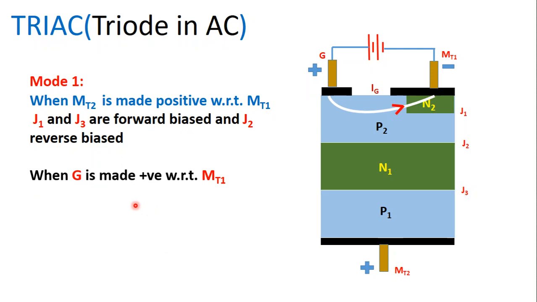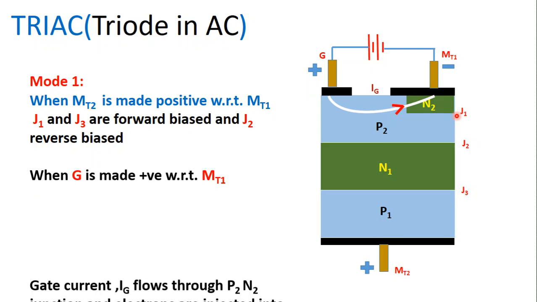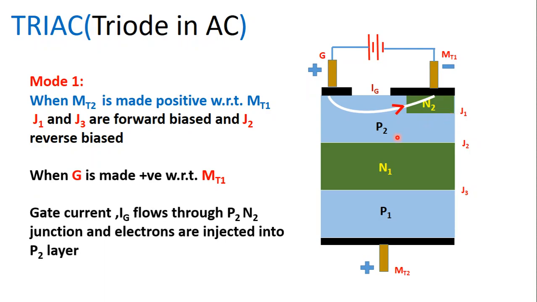Now what happens when gate is made positive with respect to MT1, then electrons are injected into this P2 layer through P2 N2 junction, means J1 junction. So as soon as the electrons are injected into the P2 layer, one current will flow, that is gate current will flow from gate terminal to MT1 terminal through this P2 N2 junction shown by the white arrowhead here.